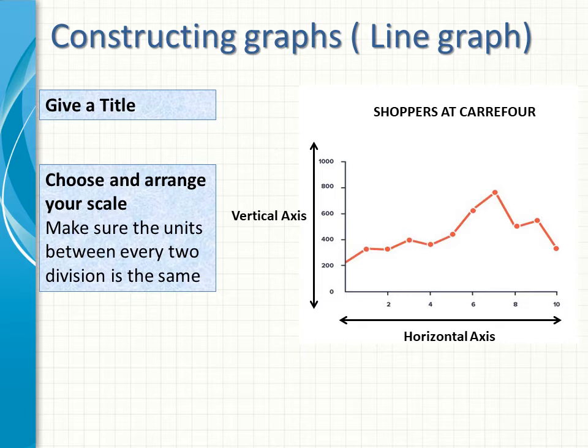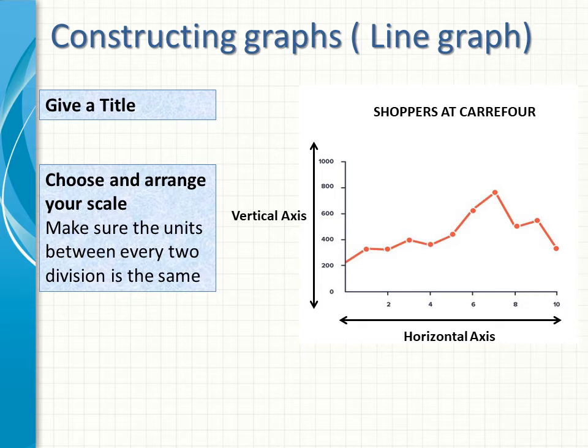Now, do you notice any consistency? Do you notice that the numbers are well spaced? The intervals, they have the same units in between two numbers. You don't have 200 and then you have the next number 300 and the next number 600 and then the next one will be 1000. No, the units between every two division is the same.